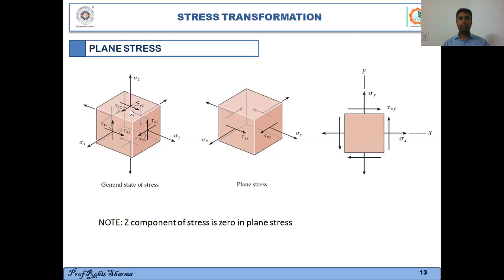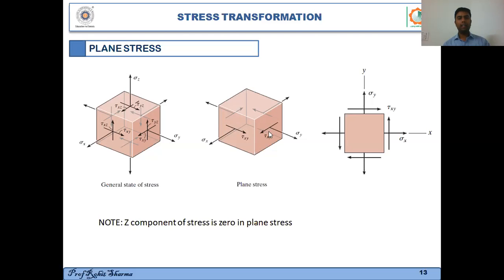Now many times it might happen that the normal stress in the z direction will be zero, and at the very same time the shear stresses in the z direction will also be 0 on this face, right? If the normal stress is 0 over here, and the shear stress is 0 on this face, then the shear stress has to be 0 on the corresponding opposite face, right? So this case will be reduced to this one, and this case is called the plane stress condition.